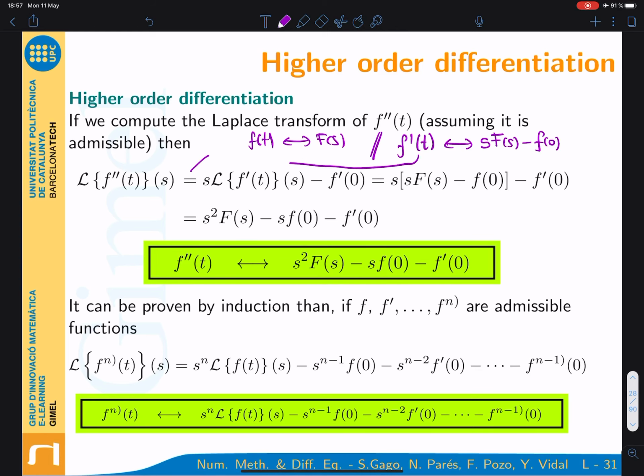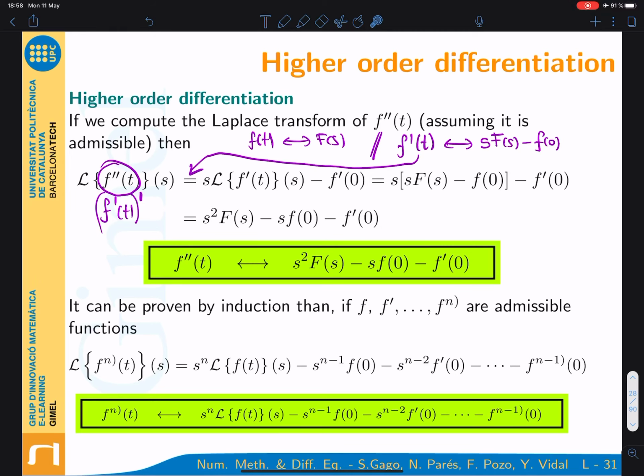Now, here, we will use this, okay? Remember that f prime prime is nothing else but the derivative of f prime. So I will apply here that the Laplace transform of f prime prime is s times the Laplace transform of f prime, minus f prime of 0. Try to understand this, okay? I'm just applying this property to a function that is f prime, okay? I hope this is clear.